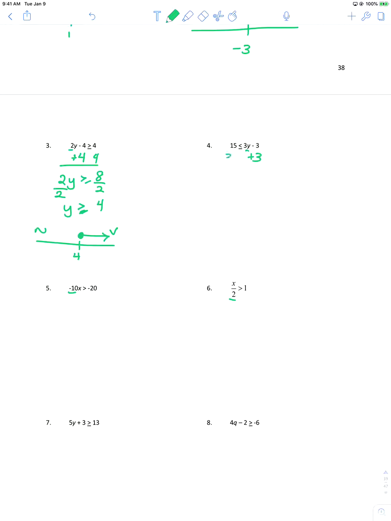Number 4, same thing, I'm going to solve. Divide by 3 and you get 6. Closed circle on the 6 because of the equal to. And this inequality is eating the variable, so it's going to go to the right.